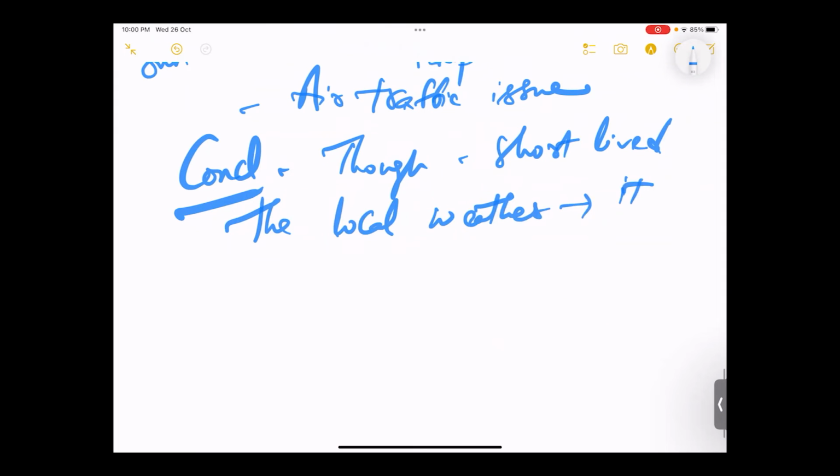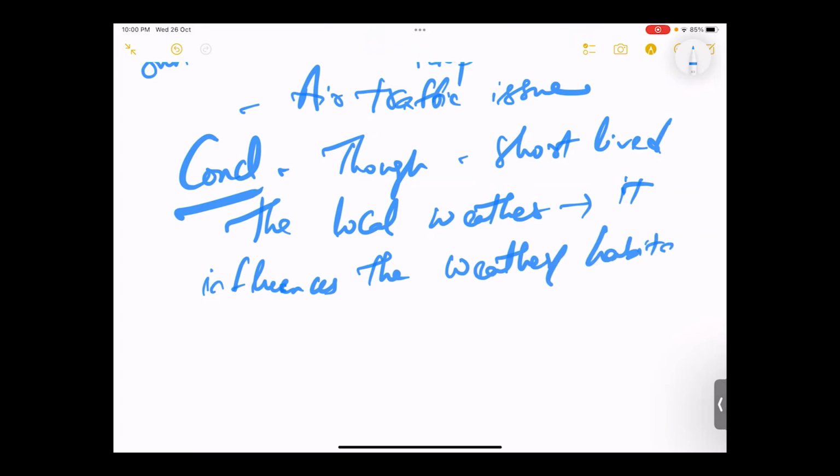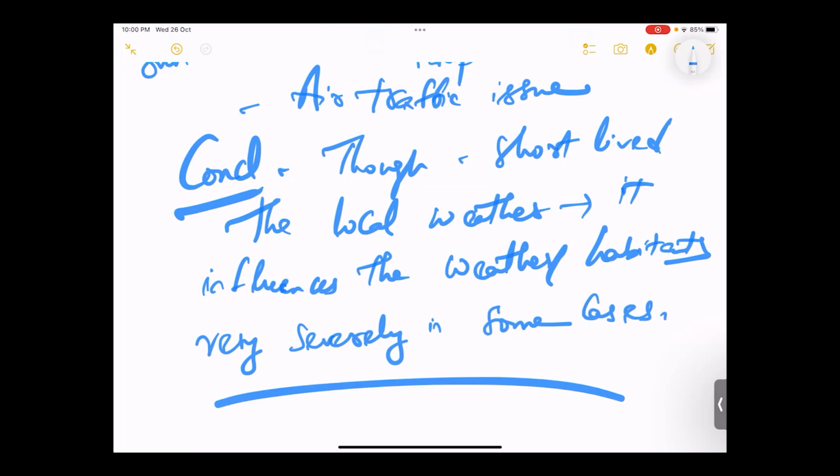it influences the weather and habitants very severely in some cases. Clear?